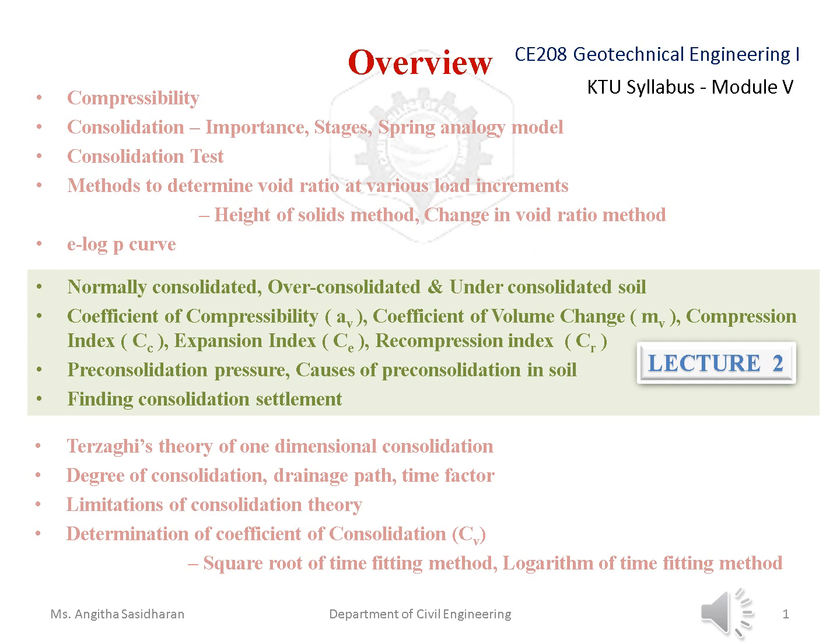In our first lecture, we have gone through the various topics: compressibility, consolidation, its importance, different stages, and spring analogy model, the test procedure for consolidation, and the methods to determine void ratio at various load increments, and we have also seen the e-log-p curve.